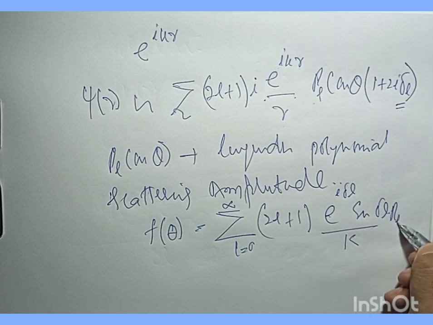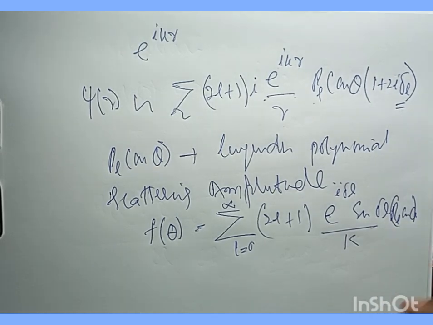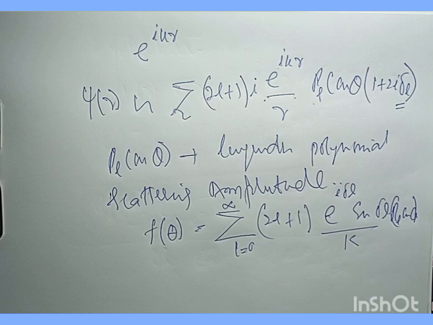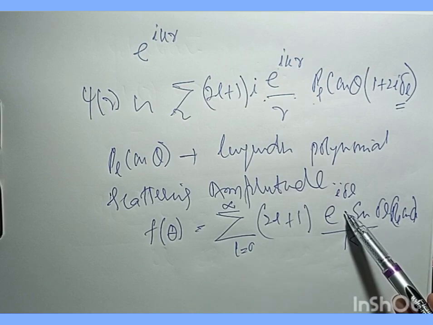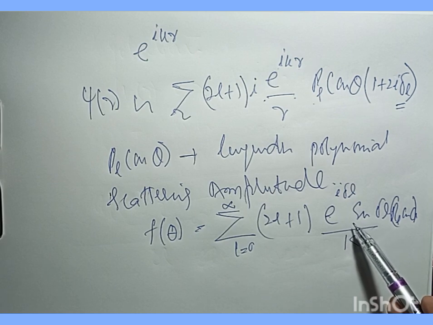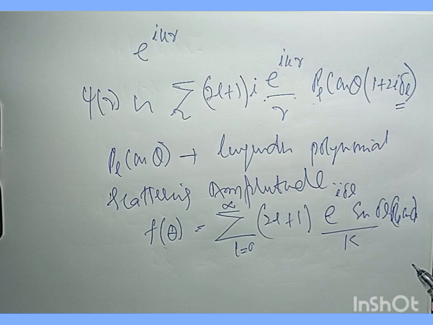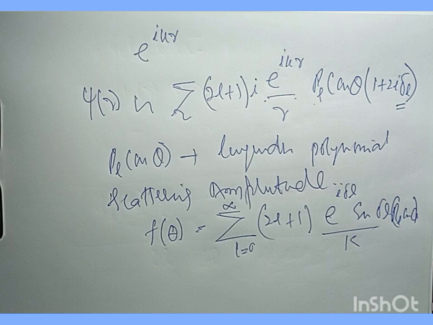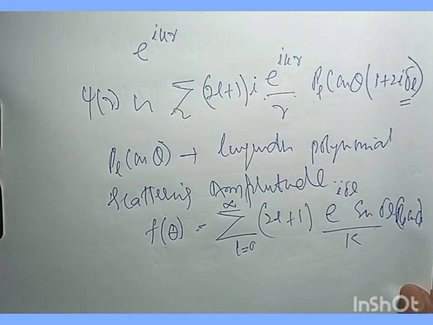and P_L cos theta. Now, in this equation, the point of importance is delta L. That gives us the phase shift, and a phase shift arises only when you have an interaction between the incoming wave and the potential that surrounds it. And from here, f of theta is our scattering amplitude, and we can write down the differential cross section. So what is the differential cross section here? That's the square of f of theta.